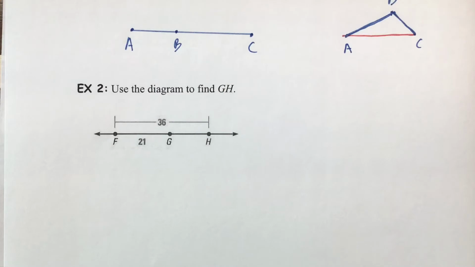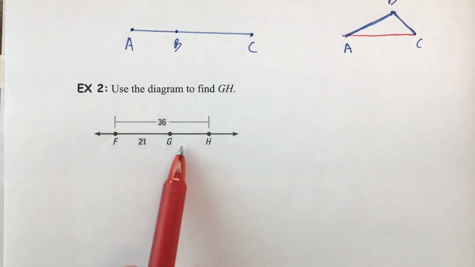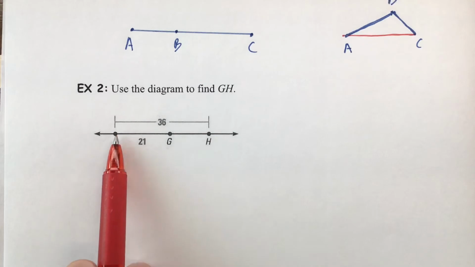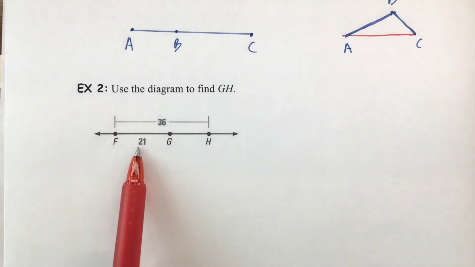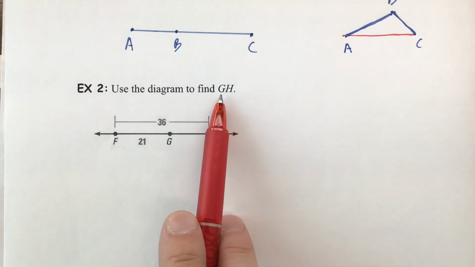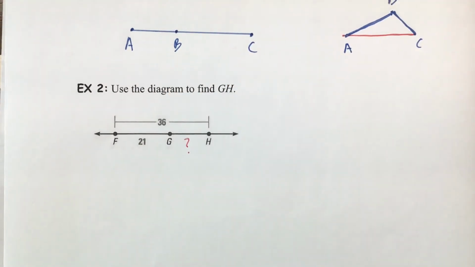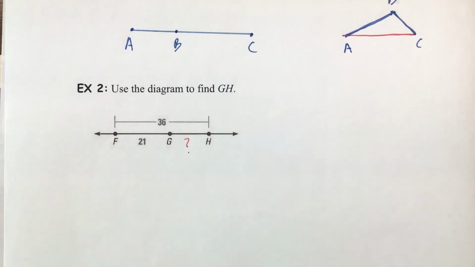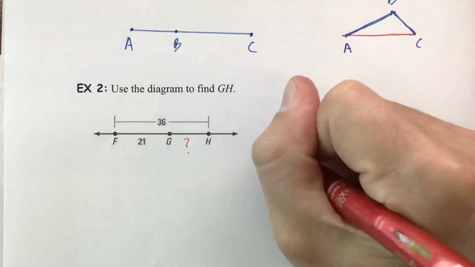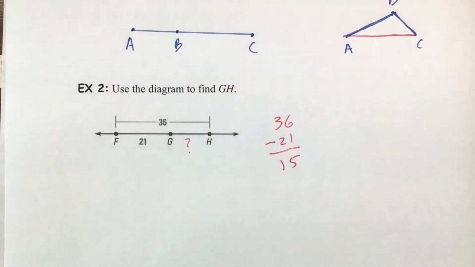In example number 2, we're going to do a basic application of the segment addition postulate. All right, so what we got is a line. It's got 3 points F, G, and H on it. The distance from F to H is going to be 36. The distance from F to G is going to be 21. We're asked to figure out the distance from G to H. Well, if the two small parts have to add to give you the full distance, being that they're collinear in the picture here, you can just take the 36, subtract the 21, which will give you 15. And that's it.